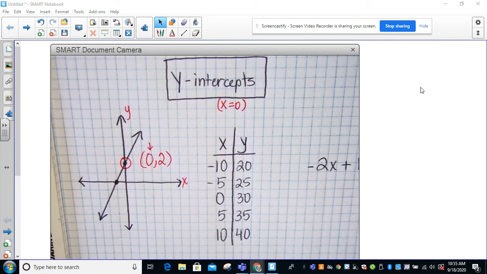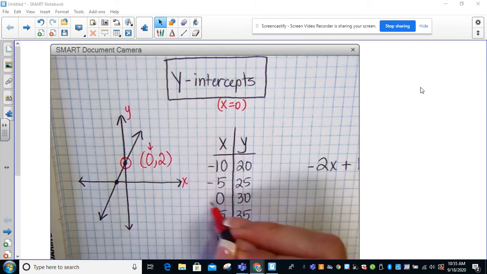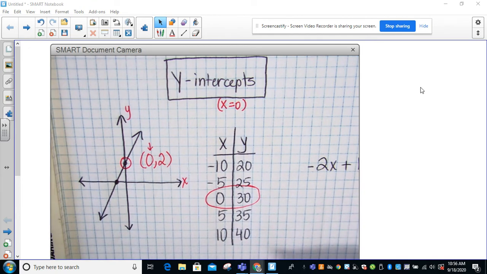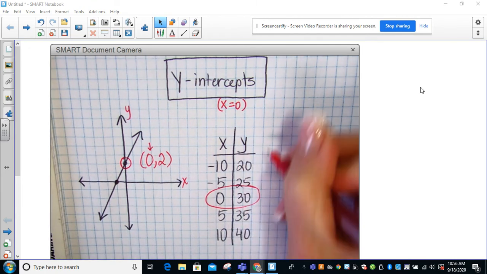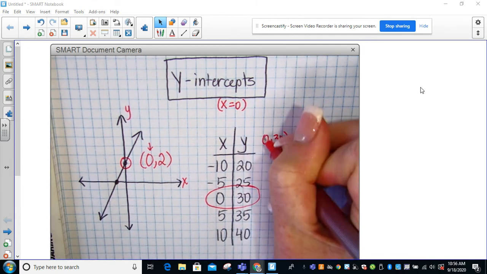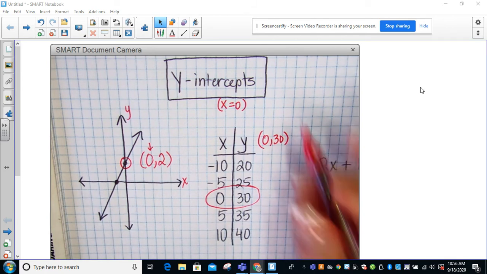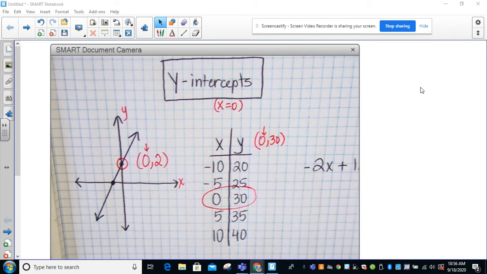So if we're looking at this table, we find where x equals 0, and it's here. So this y-intercept would be the point 0, 30. Again, the x value is 0.